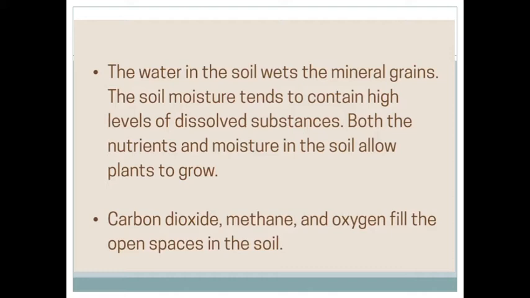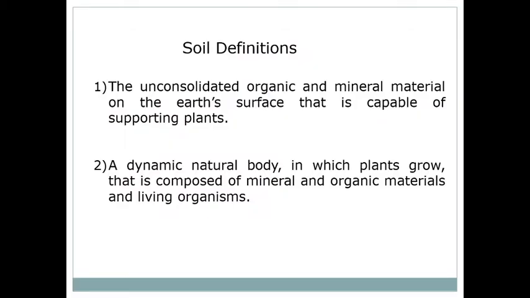Now we have also the gaseous component. In the soil, carbon dioxide, methane, and oxygen fill the open spaces. So if the soil is porous, meaning the pores, the open spaces, are actually filled with carbon dioxide, methane, and oxygen.